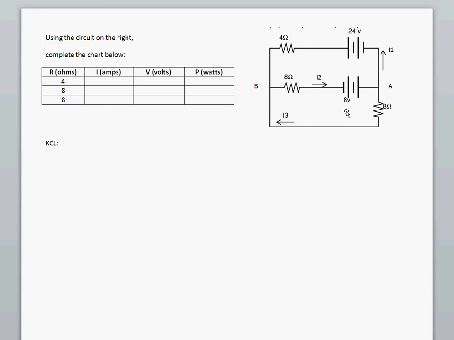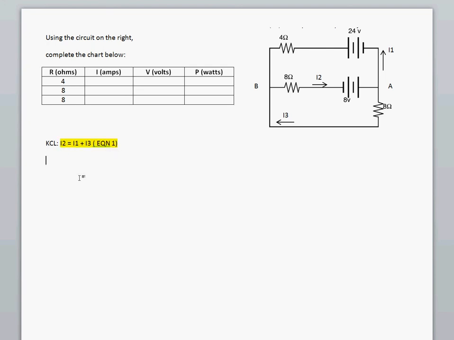If we look at node B right here, we see that I2 is equal to I1 plus I3. So let's write I2 equals I1 plus I3. And that's going to be our equation number 1. I'm just going to highlight that, equation number 1.